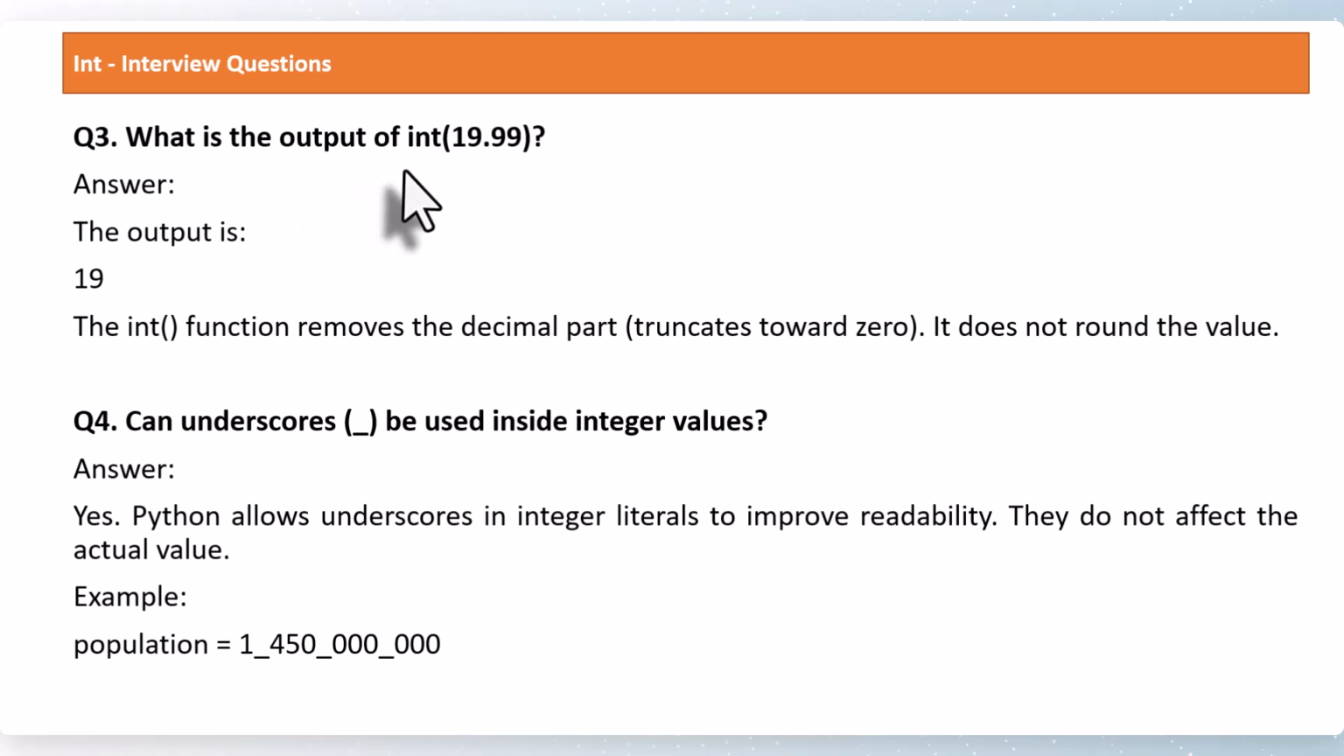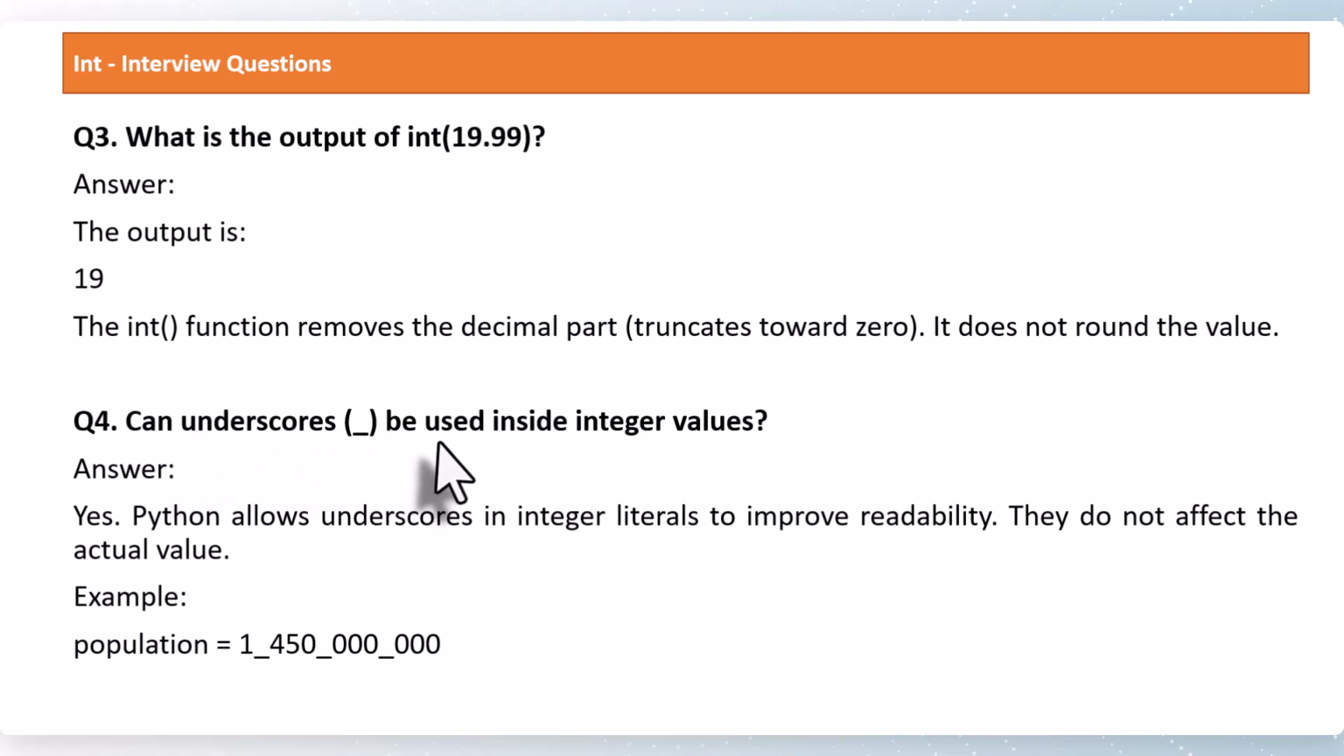What is the output of int of 19.99? It is a typecasting kind of thing. The floating point number will be converted to integer. The output is 19. The int function removes the decimal part, truncates towards 0. It does not round the value. There is a separate round function also, but int is not rounding, it is just truncating the decimal part.